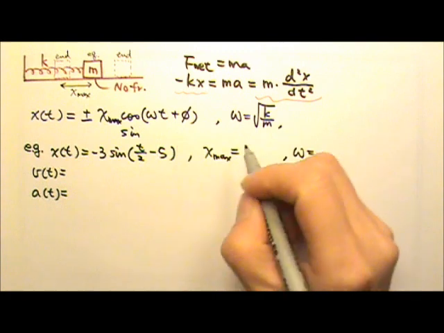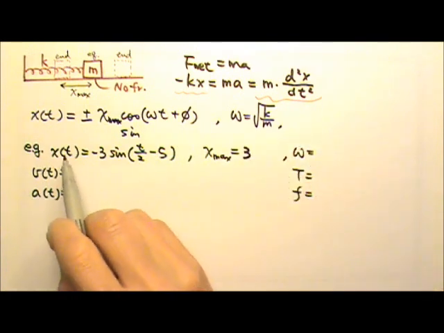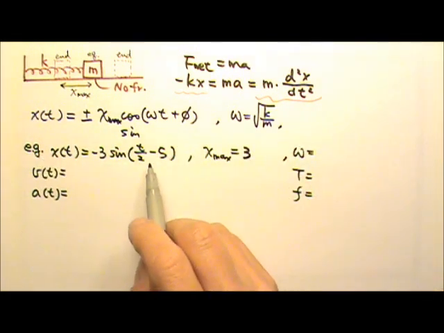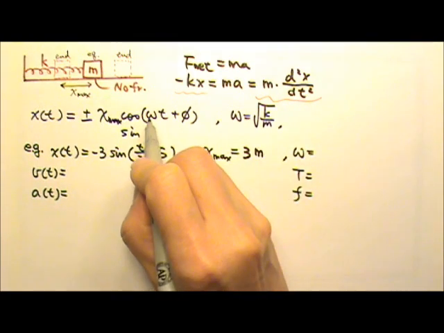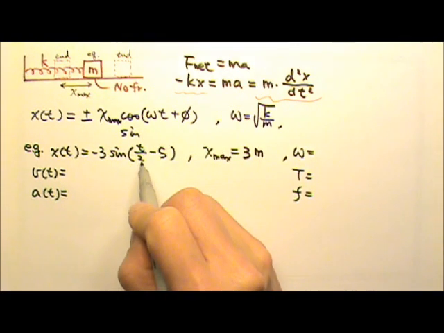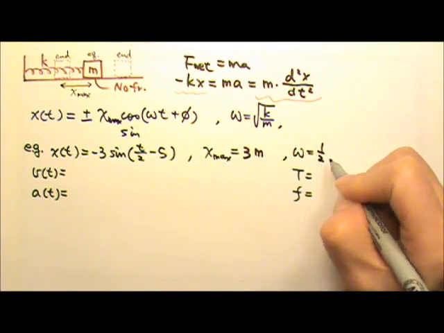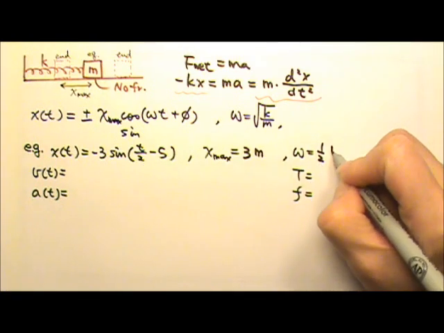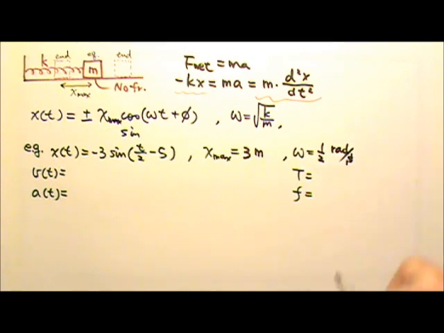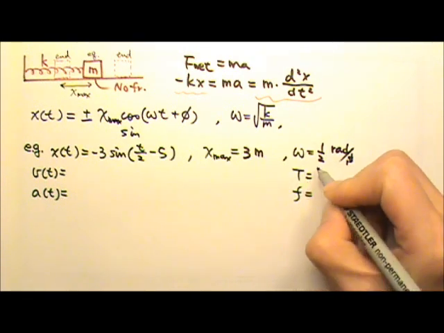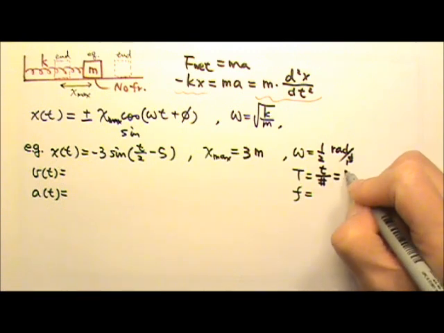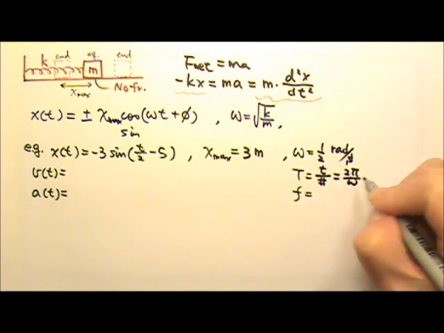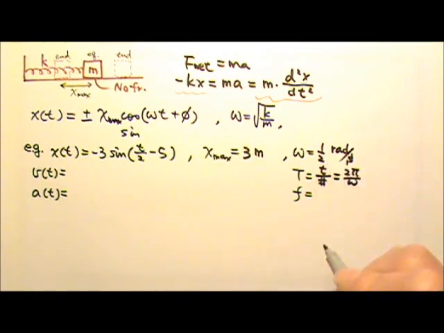This is the amplitude, so the amplitude is 3. And if everything here is in standard unit, then this will be 3 meters. This is omega t over here, so omega is 1/2. If this is in standard unit, then this will be radians per second. To find period, which is the time per event, it is 2 pi over omega. So it's just 2 pi divided by 1/2.